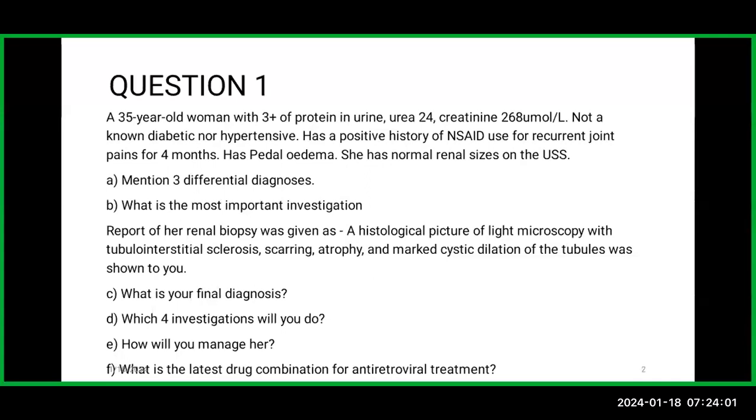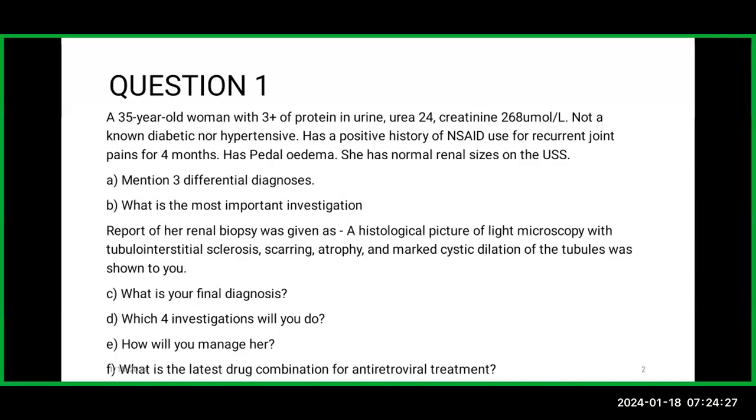If they had seen white blood cell casts in her urine, then you could start thinking of that as well. So your investigations and all of that have to point in that direction. I hope I'm making some sense. Yes, sir.